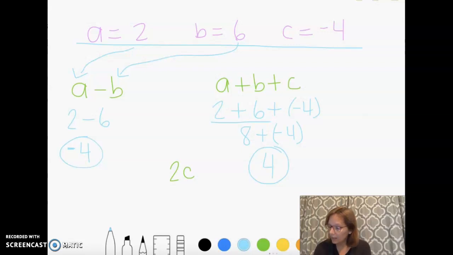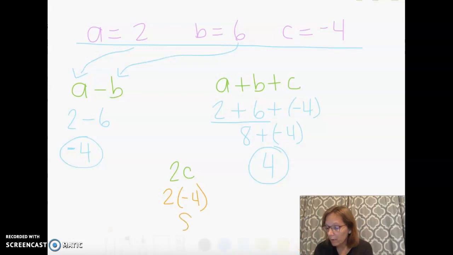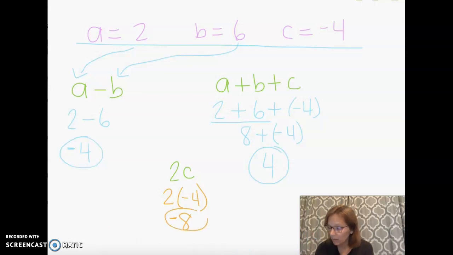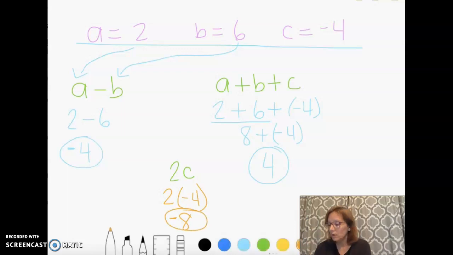All right, last example is 2C. So now I remember when two things are written next to each other, it means multiply. So they're telling me to do 2 times C. So 2 times negative 4. 2 times 4 is 8. And I remember when I have one negative, when I'm multiplying or dividing, my answer stays negative. If I have 2 negatives, the answer turns positive. Okay, that's the multiplying and dividing rules.